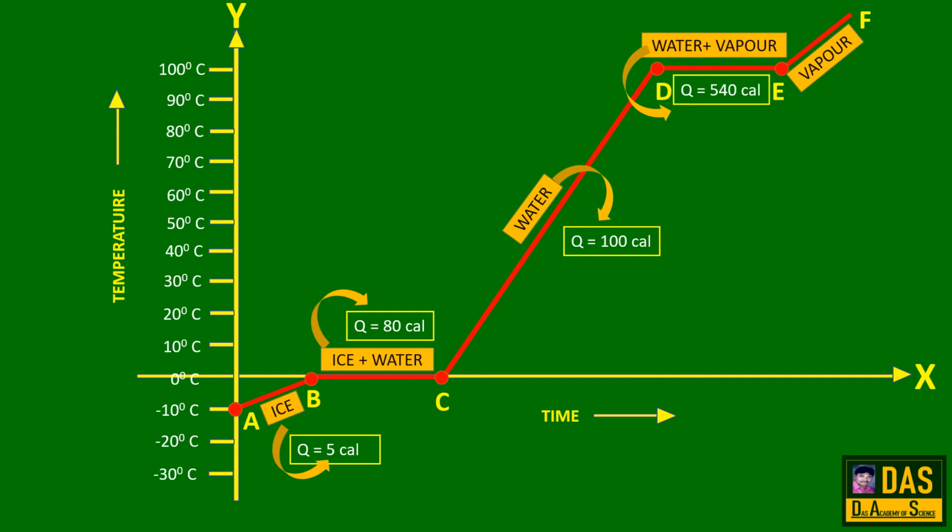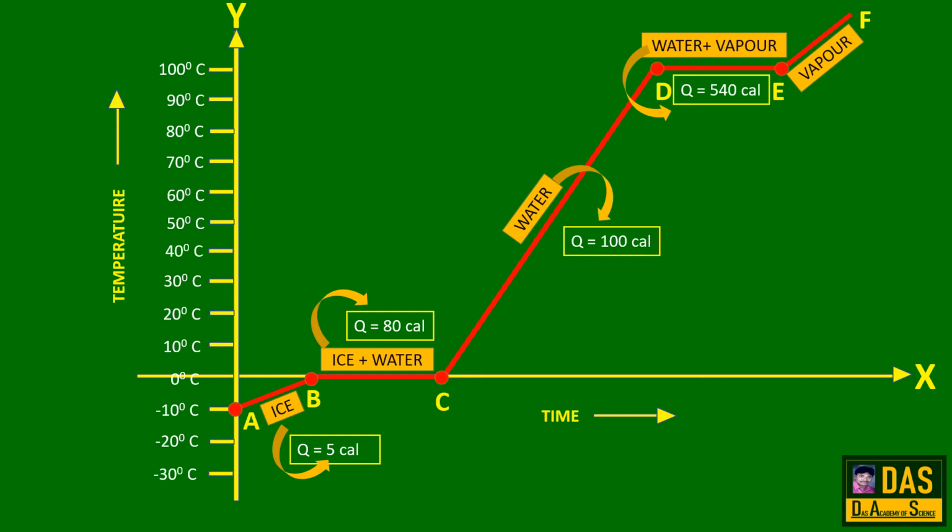Similarly, between B and C, how much heat energy is required to convert 1 gram of ice at 0 degrees Celsius to water at 0 degrees Celsius, that is 1 gram of water at 0 degrees Celsius? It means 80 calories. This is nothing but equal to the latent heat of fusion. So between B and C, for 1 gram, 80 calories of heat energy is required.